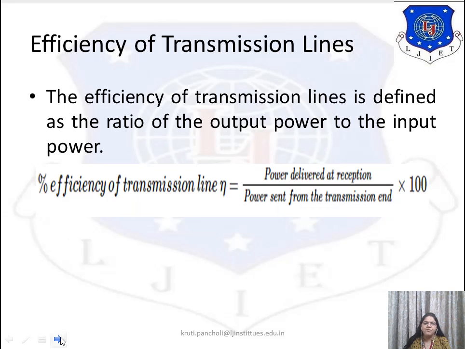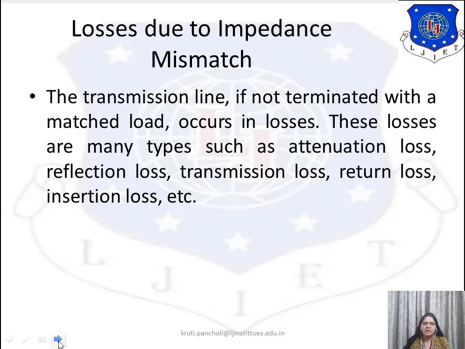The parameter to find out the efficiency of the transmission line is said to be the efficiency of transmission line. It is denoted by eta, and it is the ratio of the power delivered at the reception divided by the power sent from the transmission end, and for efficiency, it is multiplied by 100. So this way we can find out the efficiency of transmission line.